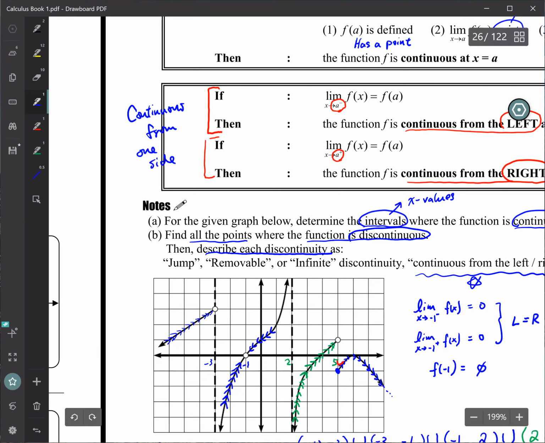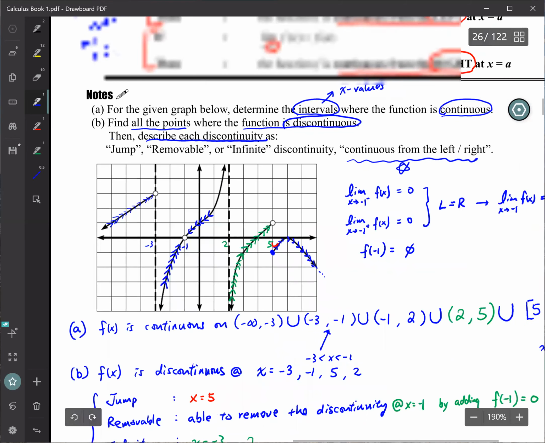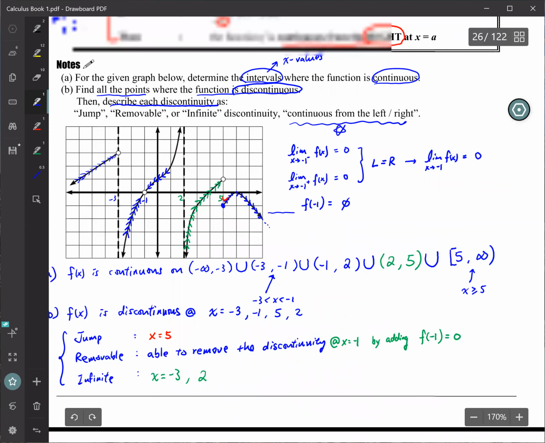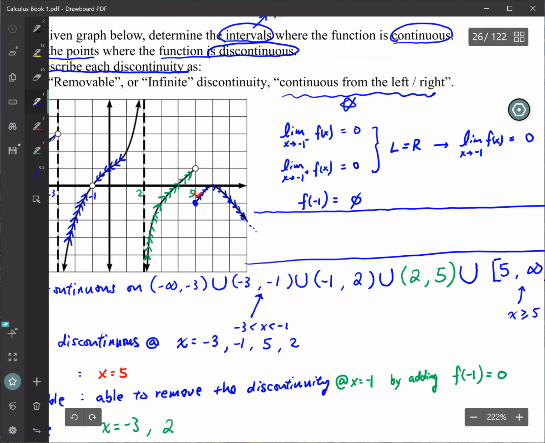Okay, you can either continuous from the left or continuous from the right. Okay, so this one, I don't have any more space. Let's draw a line here. Okay, so for example here, I want to check at 5, okay? Let me erase the arrows for the 5 first. Okay, so it's all clear now, right?